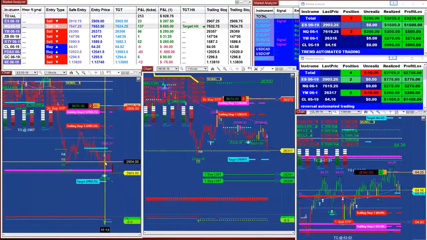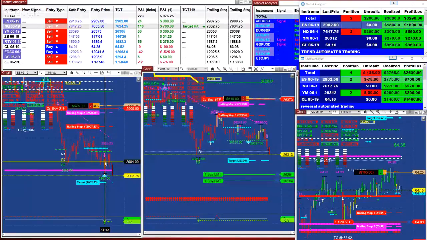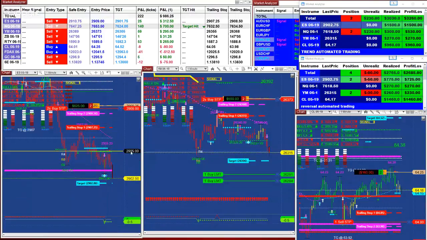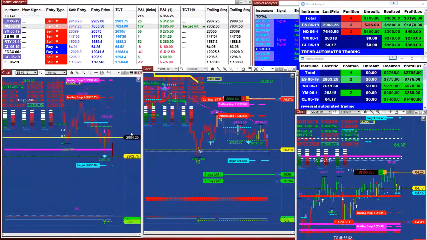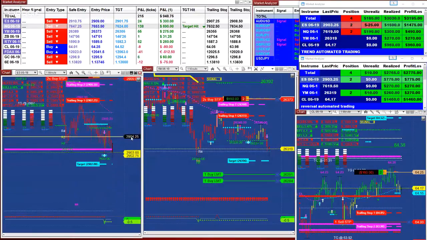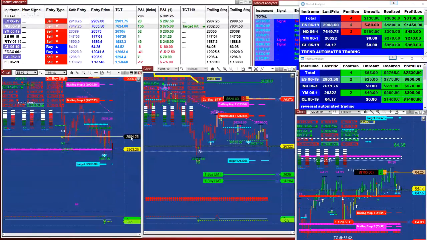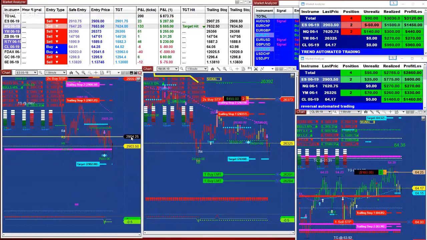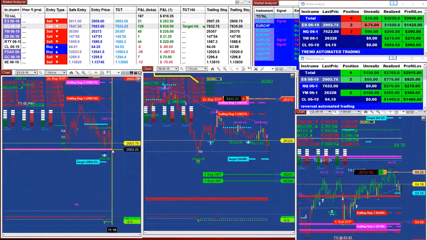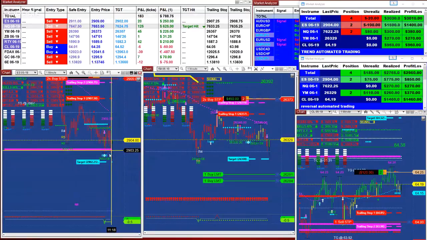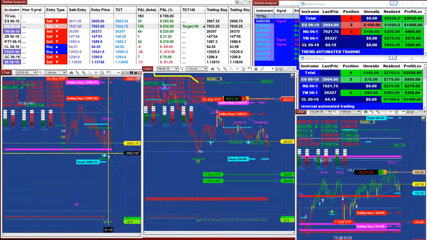Let's see. Okay, I broke it. All right. Let's see if it can close. We need to have this bar close below the 903.25. Not just that, the bar has to close below.